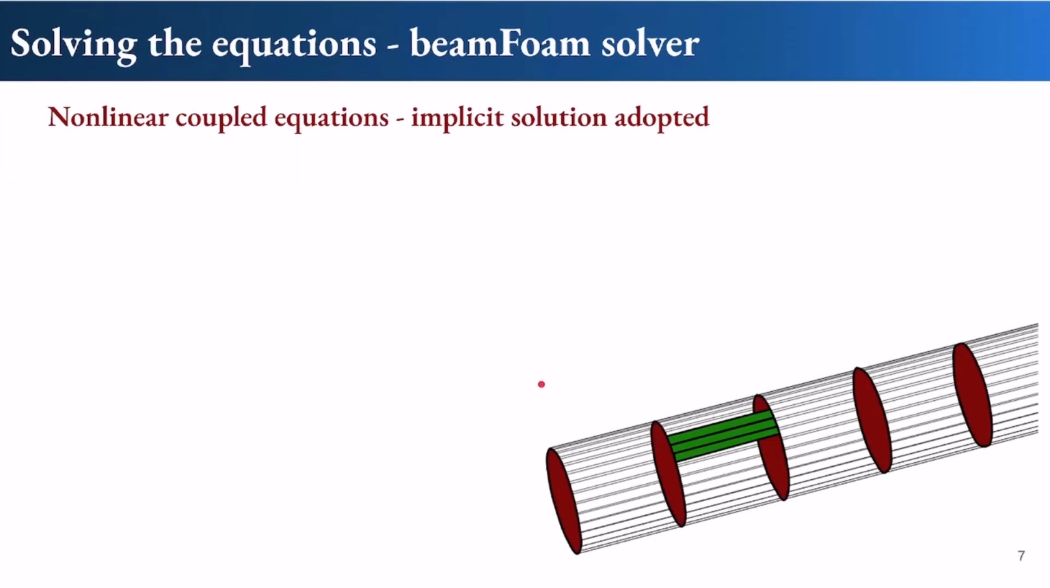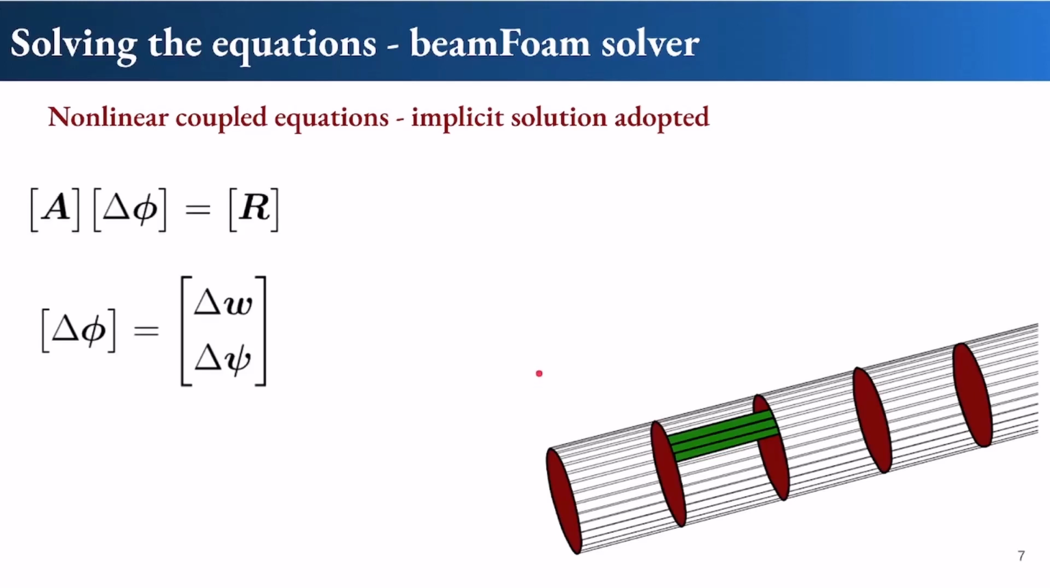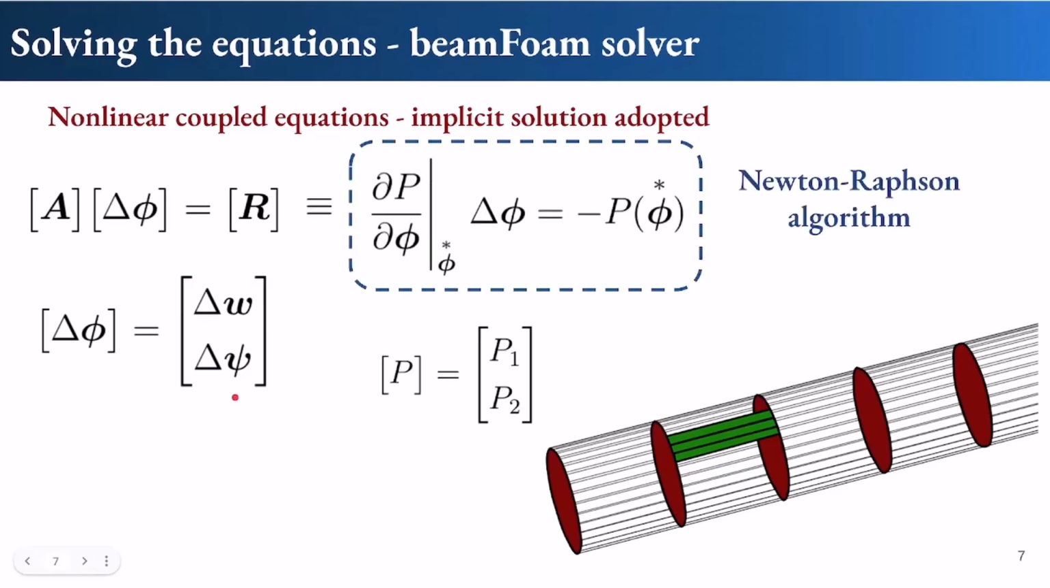Okay, as I said, these coupled equations, the linear and angular momentum equations, are non-linear because of the geometric non-linearity of the problem, and hence we are adopting an implicit solution. The discretized system of equations looks in that format: A delta phi is equal to R, where delta phi is delta W and delta psi, the correction of displacements and the correction of rotation vectors. We are using a Newton-Raphson algorithm, which basically says to take the derivative of the polynomial functions, which are the linear and angular momentum equations, with respect to the current state of the primary variables, displacements and rotations, multiply that with the corrections, and the right term is the source terms.